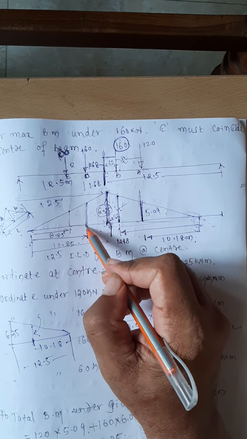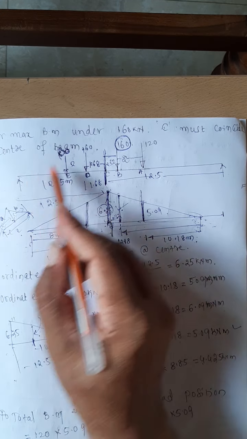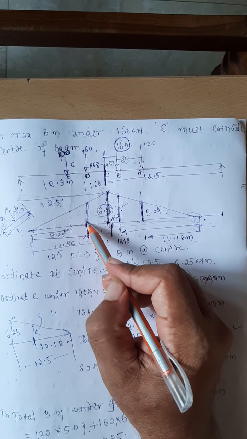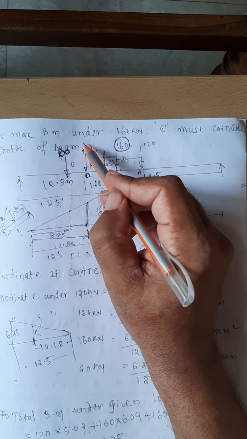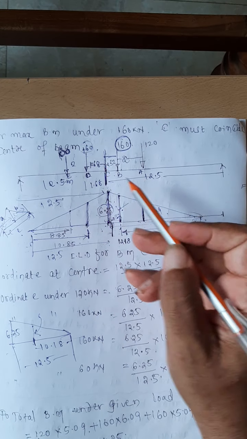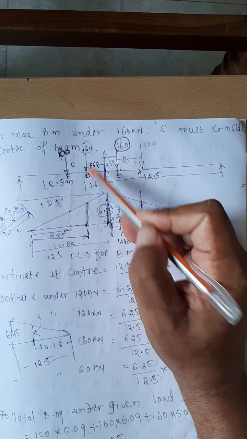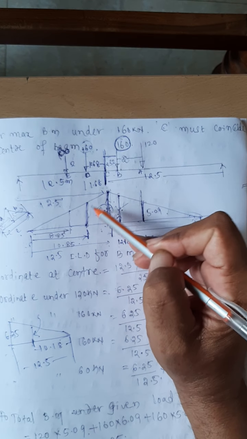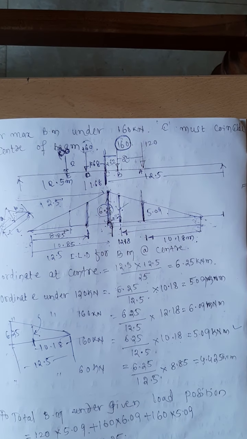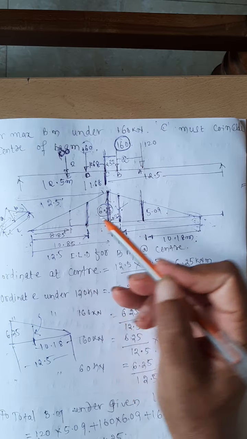What is the meaning of this ordinate? Already I told you. This indicates if unit load is here, here the bending moment is this number. But actually I am putting here a load equal to 160 kilonewton. Therefore, what is the bending moment that I can calculate due to 160 kilonewton? This number multiplied by 160 will give you the bending moment. Yes, like that I am calculating this number also.